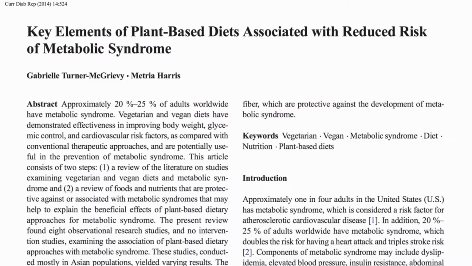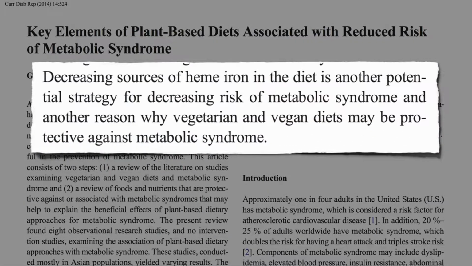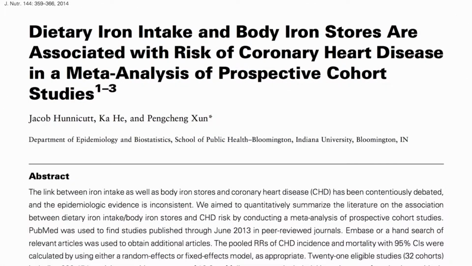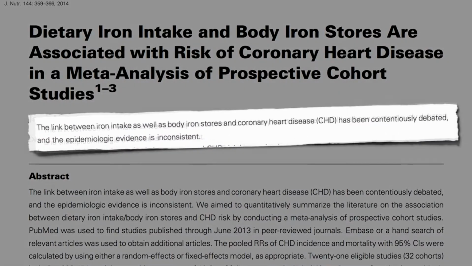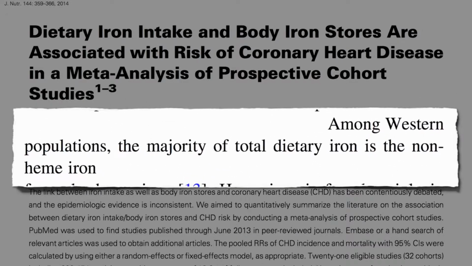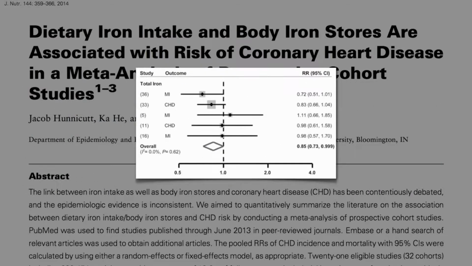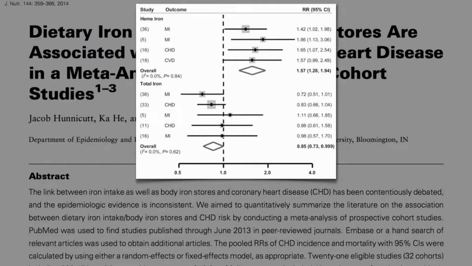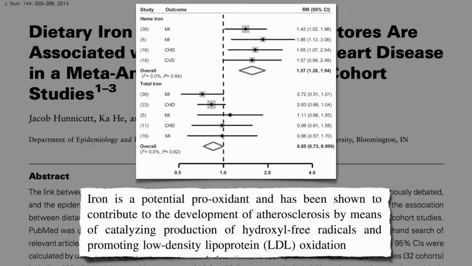good thing. The avoidance of heme iron may be one of the key elements of plant-based protection against metabolic syndrome, and may also be beneficial in lowering heart disease risk. The link between iron intake and coronary heart disease has been contentiously debated, but the inconsistency of the evidence may be because the majority of total dietary iron comes mostly from plants, and so total iron intake is associated with lower heart disease risk. But if you just look at iron intake from meat, it's associated with significantly higher risk for heart disease. This is thought to be because iron can act as a pro-oxidant, contributing to the development of atherosclerosis by oxidizing cholesterol with free radicals.